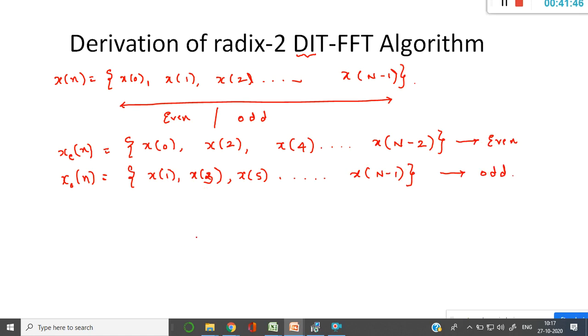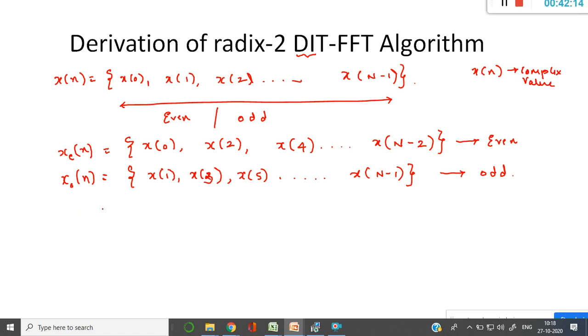Now the other assumption that we have made is that our input x of n may be complex also, right? Right now I don't consider that, but you should keep it in your mind. This x of n may be complex valued also.